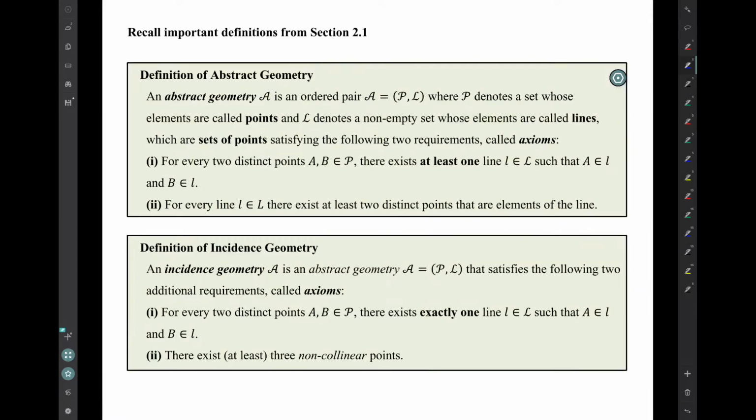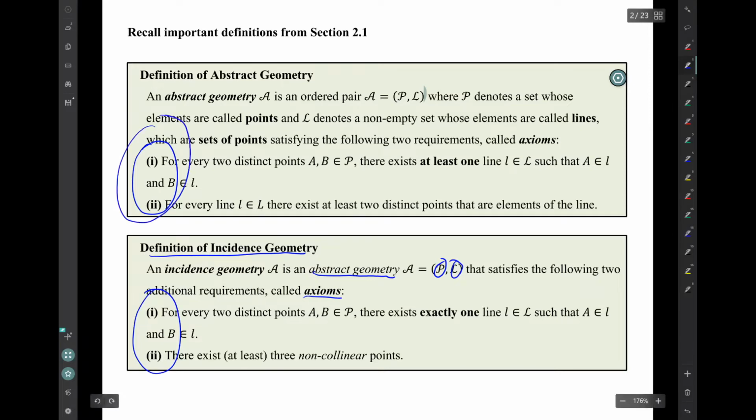Recall some important definitions from section 2.1. Definition of abstract geometry. It's an ordered pair consisting of a set of points and a set of lines that satisfy these two axioms, these axioms of abstract geometry. An incidence geometry is an abstract geometry, so again, a set of points and a set of lines, satisfying all of those abstract axioms, but also these additional requirements called the axioms of incidence geometry. So an incidence geometry satisfies 4 axioms altogether, the 2 axioms of abstract geometry and the 2 axioms of incidence geometry.